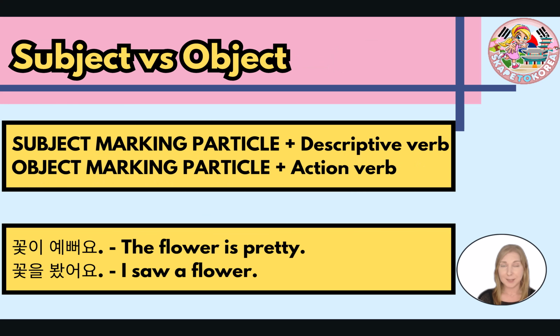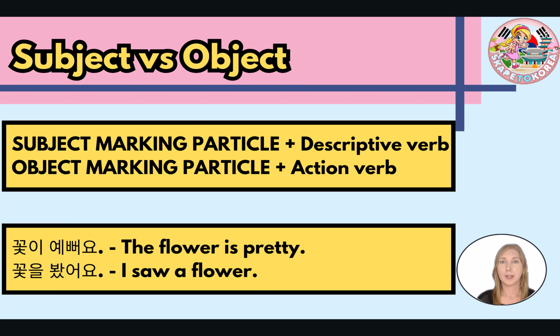A really easy way, especially for beginners, to kind of quickly decide which one to use, whether it's the object or the subject, because a lot of my students are making these mistakes, is think about it this way. If your sentence is ending with a descriptive verb, then you would use the subject marking particle. And if your sentence is ending with the action word, then you would use the object marking particle.